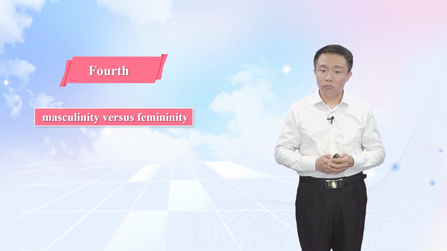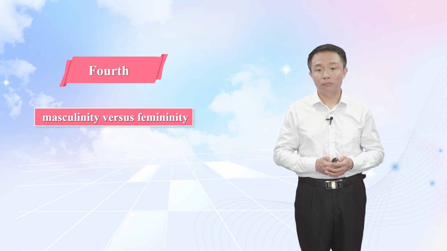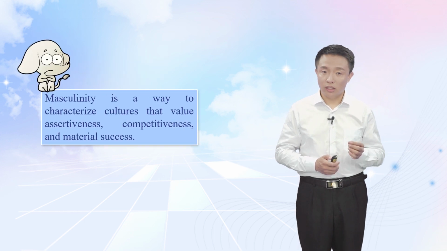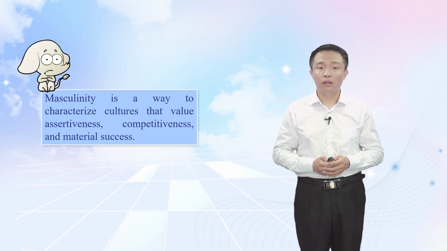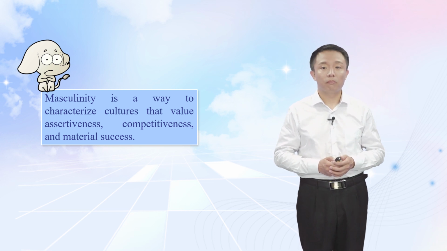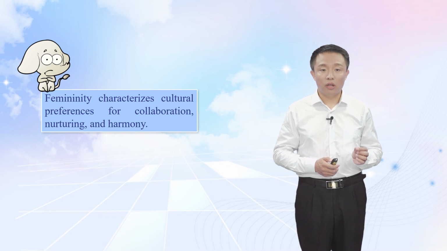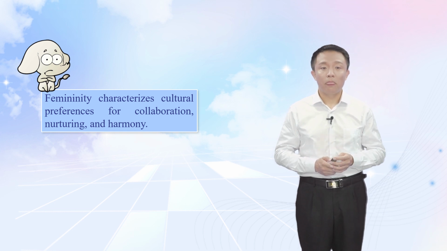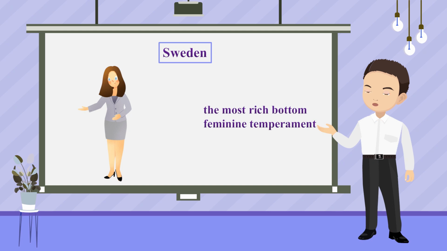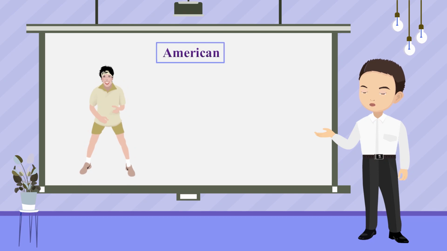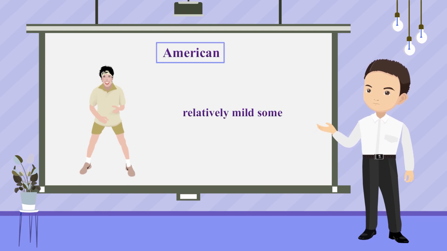Fourth, we come to masculinity versus femininity. According to Hofstede, masculinity is a way to characterize cultures that value assertiveness, competitiveness, and material success. Femininity characterizes cultural preferences for collaboration, nurturing, and harmony. Sweden has the most distinctly feminine temperament. Japanese culture is a significantly masculine culture, and American masculine culture is relatively milder.